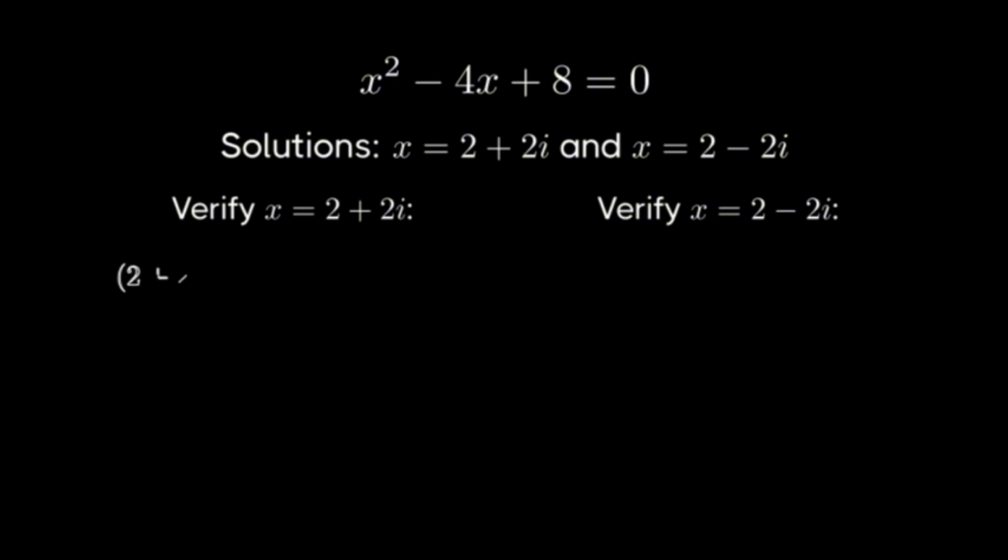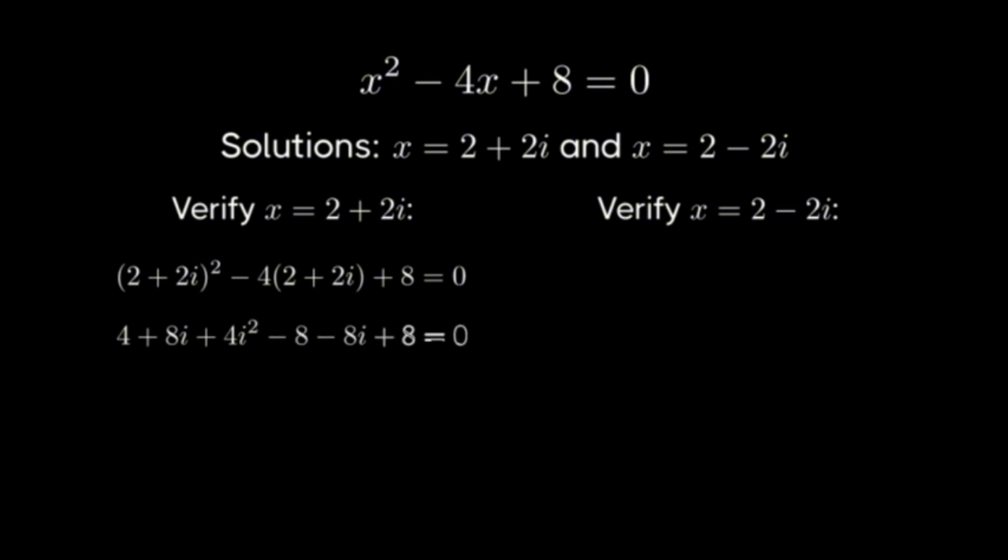For x equals 2 plus 2i, we substitute this value into our original equation x squared minus 4x plus 8 equals 0. This gives us the expression on screen. Now we'll expand the squared term. Remember that when squaring a binomial, we use the formula a plus b squared equals a squared plus 2ab plus b squared. Here a is 2 and b is 2i, giving us 4 plus 8i plus 4i squared. Then we distribute the -4 to get -8 minus 8i.